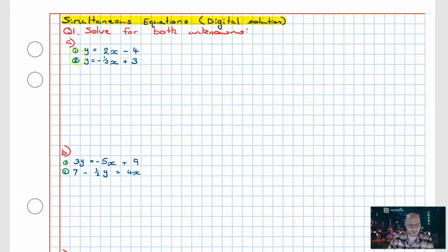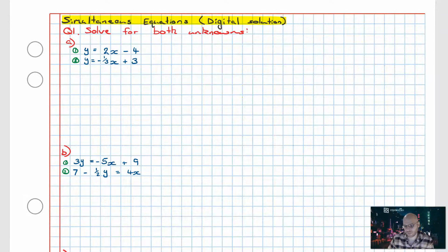Now in example A, we have y equals 2x minus 4 and y equals negative 1/3 x plus 3. Because we have two equations with two unknowns, we're able to find definitive values for both x and y. Now to do this, we're going to use two methods on our calculator. The first method will involve graphing both of these functions and looking for the point of intersection, where the point of intersection will tell us the values of x and y that will satisfy this system of equations here. The second method is I'll show you the simultaneous equation solver in the calculator.